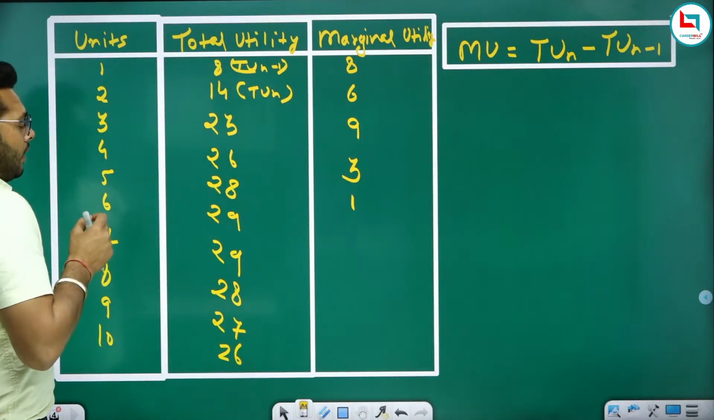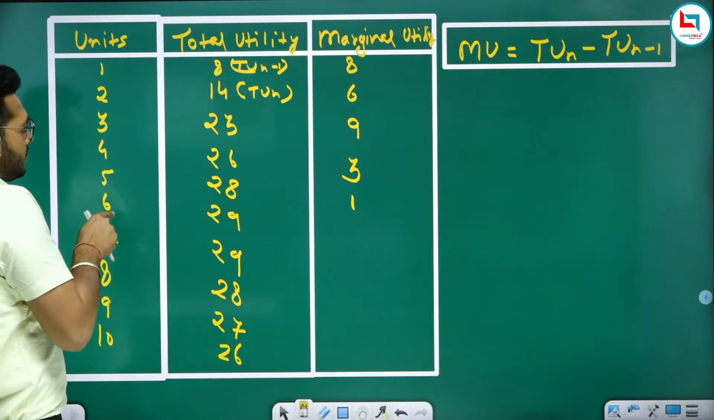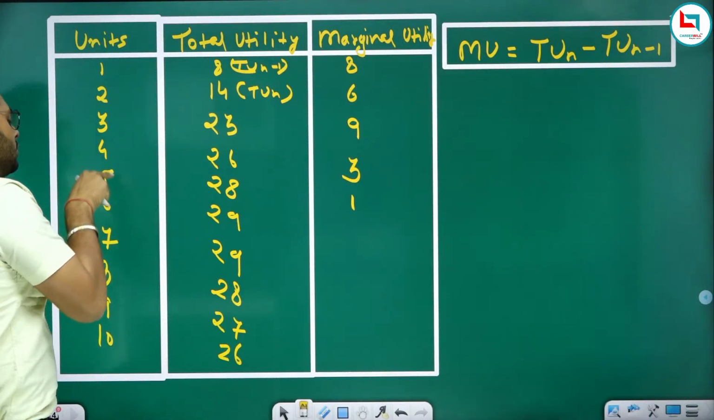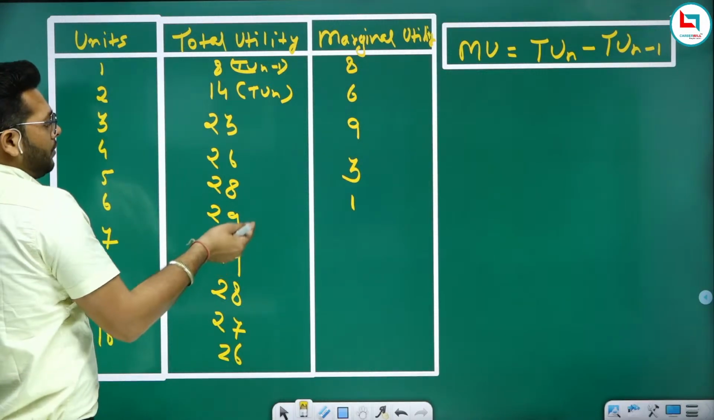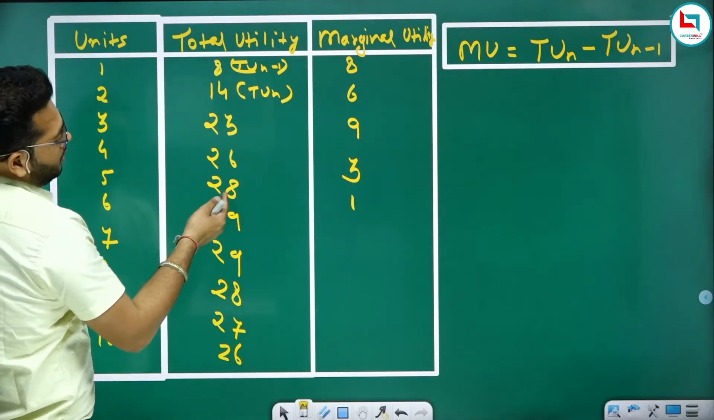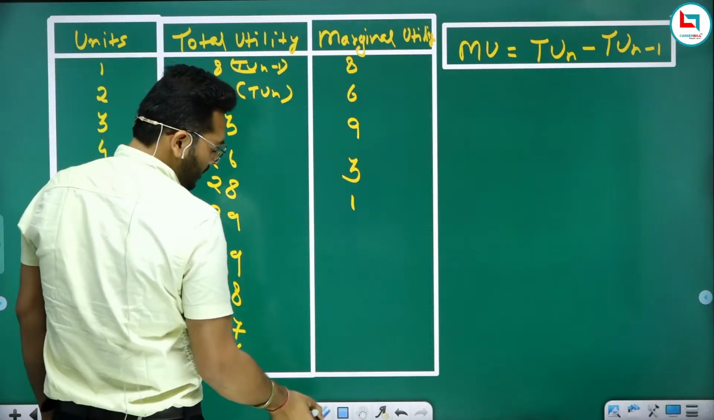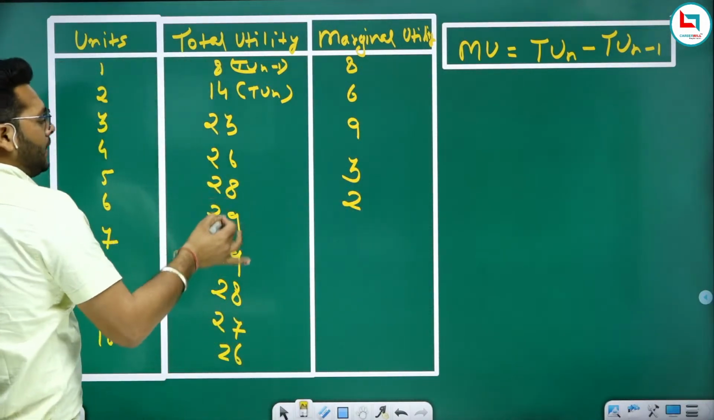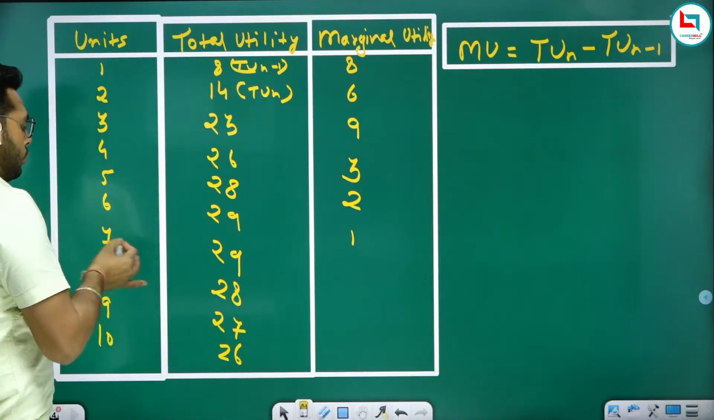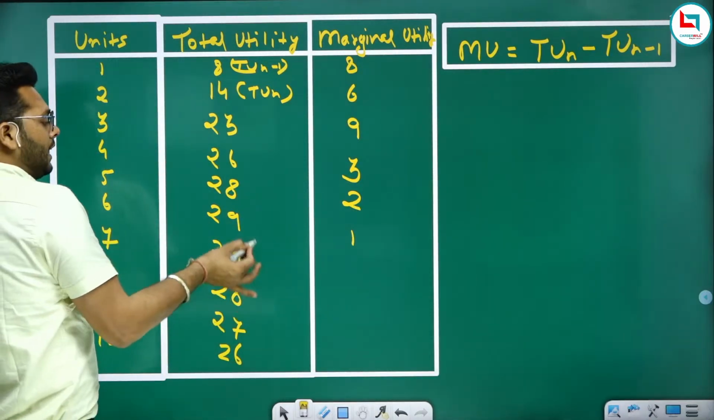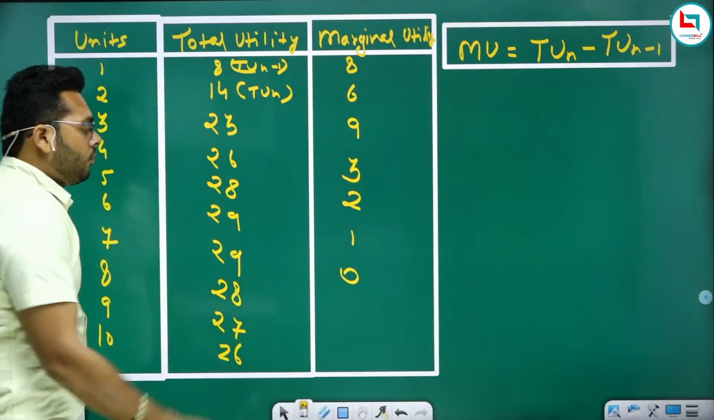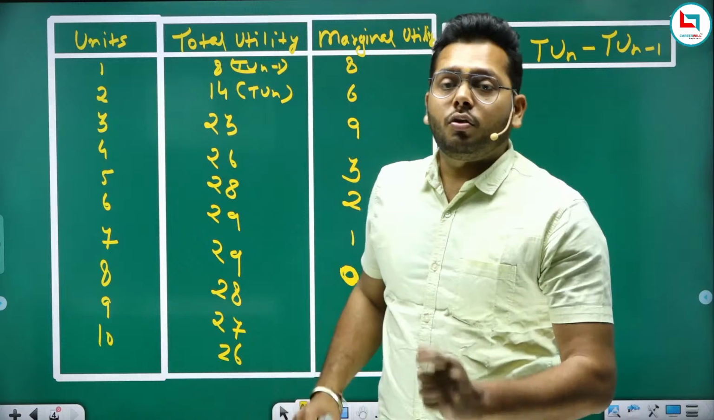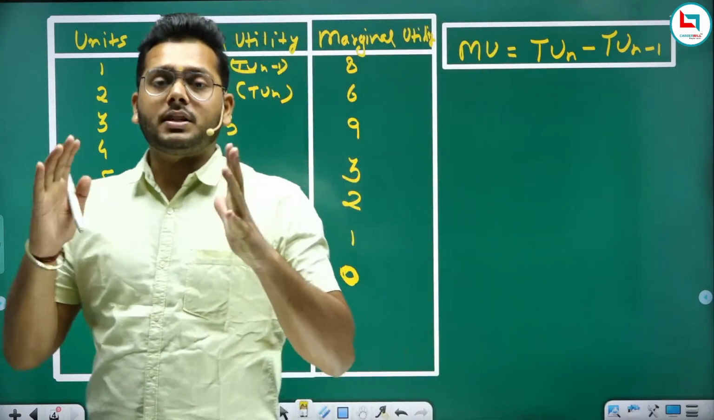Now, again I am asking you, how many utils are you getting from the sixth unit? So you will say 28 minus 26, it will become 2. Now 29 minus 28 will become 1, and after the 7th unit of consumption, 29 minus 29 means 0. So what does this 0 say? 0 means the maximum satisfaction you got.